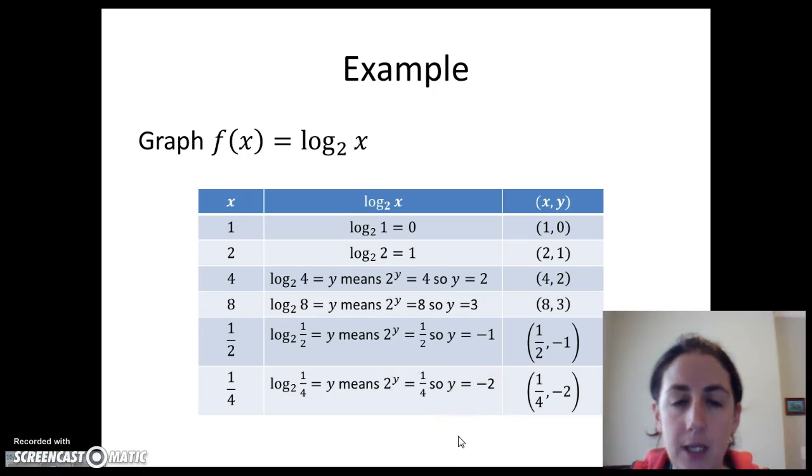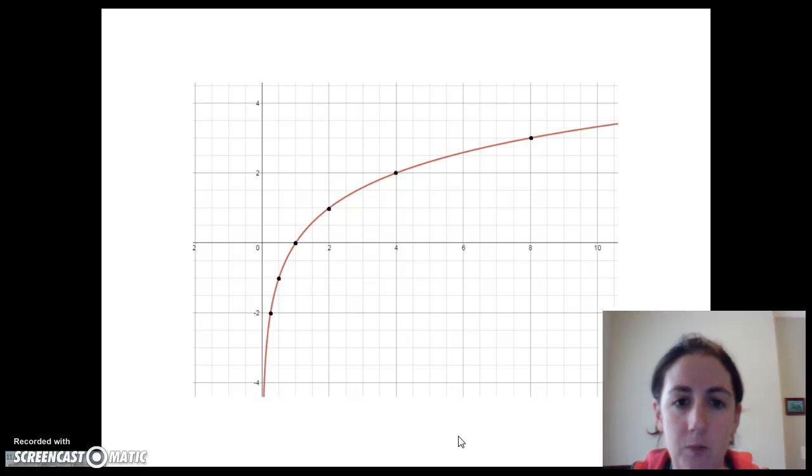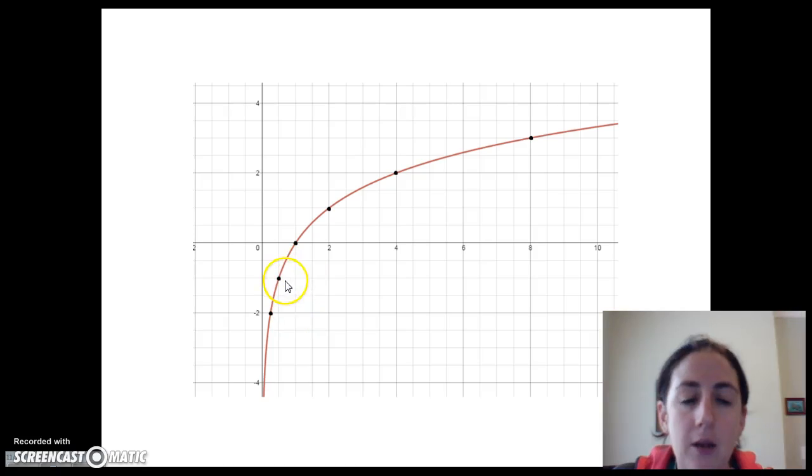So once we plot these ordered pairs and connect them with a smooth curve, you can see this is what a logarithmic function looks like. Now, very similar to exponential functions, if you rotate this 90 degrees, you're going to see an exponential function. It's going to go off forever and ever in one direction, and then it's going to go down, and it's going to have a vertical asymptote. Remember, exponential functions have the horizontal asymptote and no vertical asymptote. Logarithmic functions have a vertical asymptote and no horizontal asymptote.